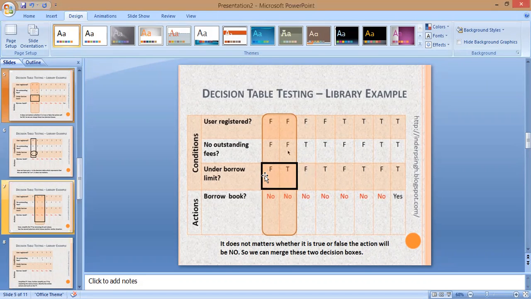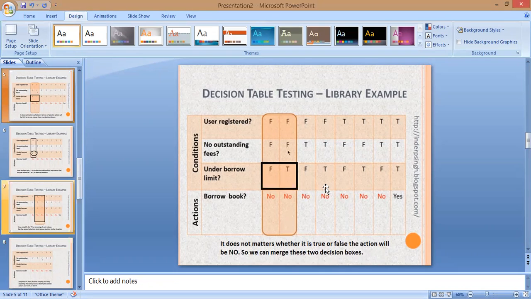For those two test cases, true and false does not matter; even if it's true or false, the situation remains the same. The answer will always be no, because for both false and true the answer is the same. If the user is not registered and has an outstanding fees, it does not matter whether the user is under the borrow limit or not. It does not matter whether it is true or false, the action will be no. So we can merge these two decision boxes.